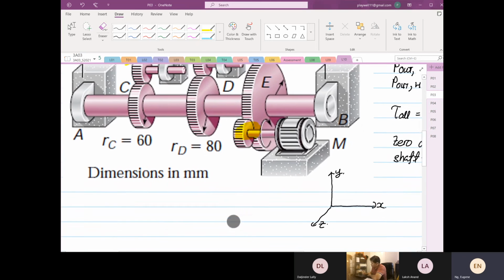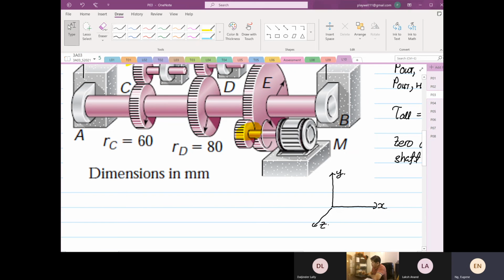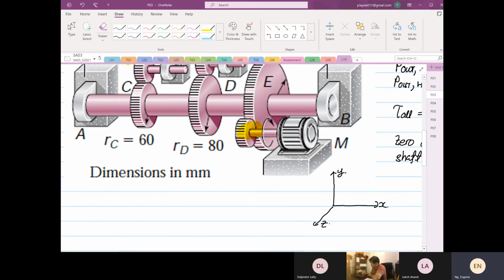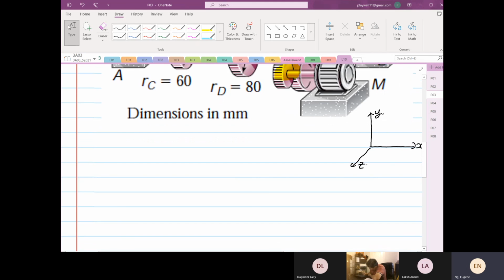Now this diagram you can find on Avenue to Learn. I posted it. We're going to take note of the contact point of the adjacent gears.